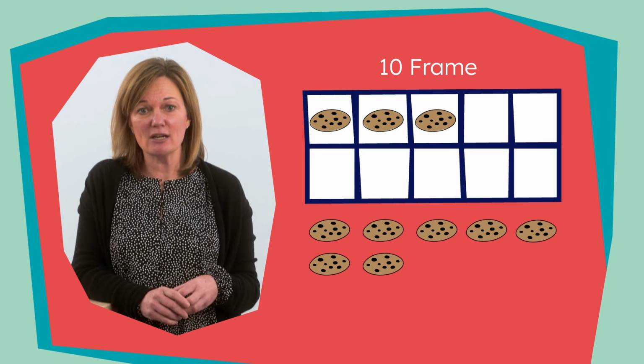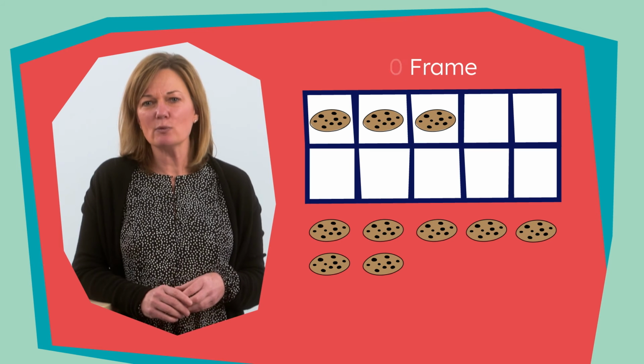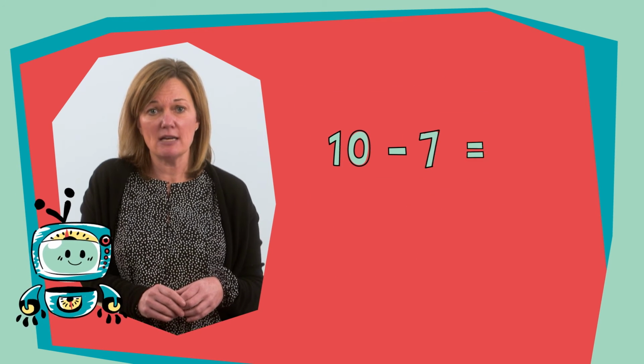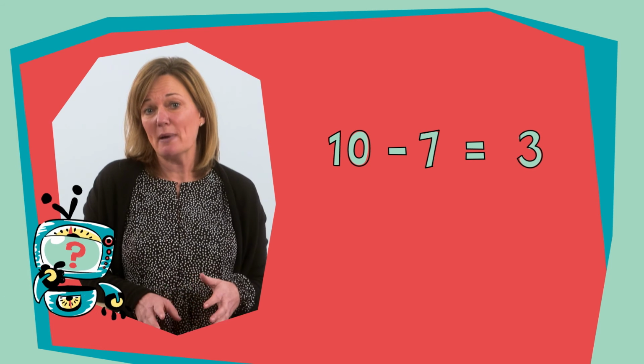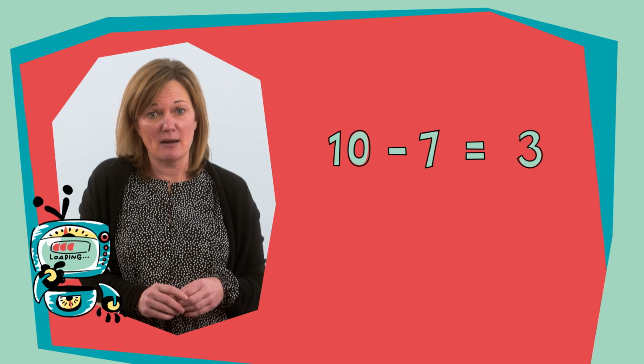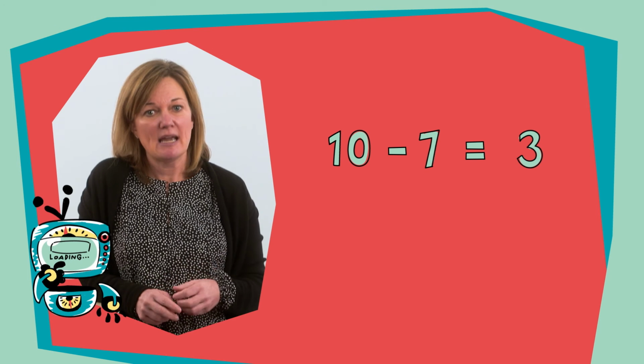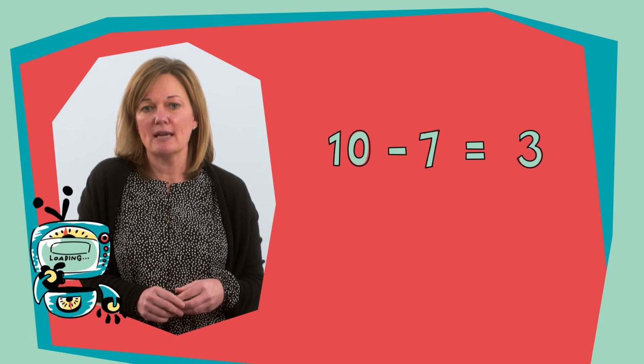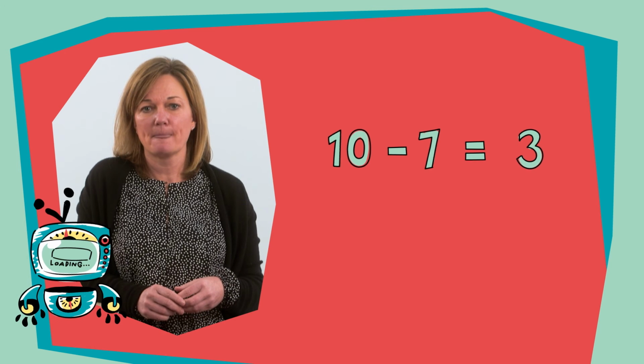Moesha ate 7 cookies. An equation we might write to go with our story could be 10 minus 7 equals 3. This would match because Moesha began with 10 cookies, then she ate some, which we know is 7, and she had 3 left. So 10 minus 7 equals 3.